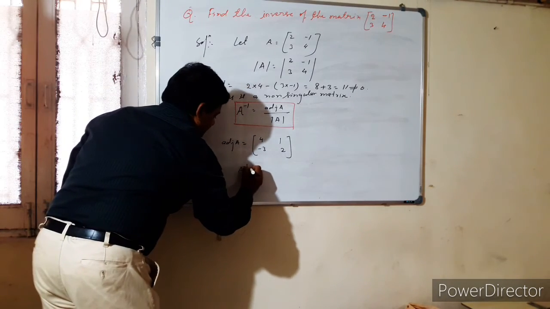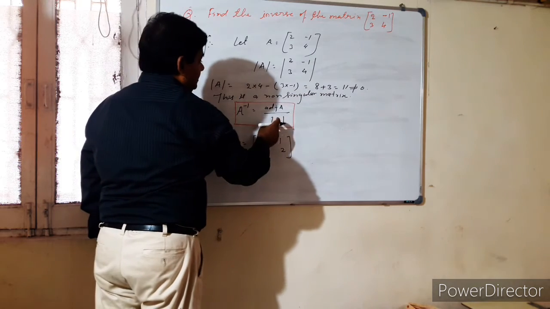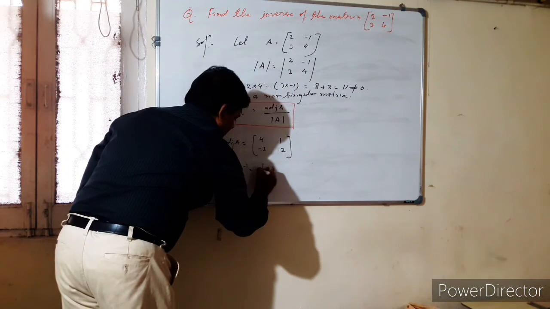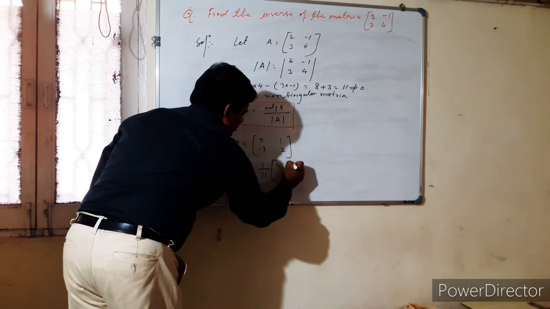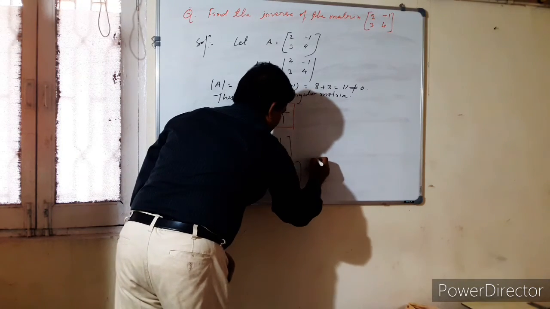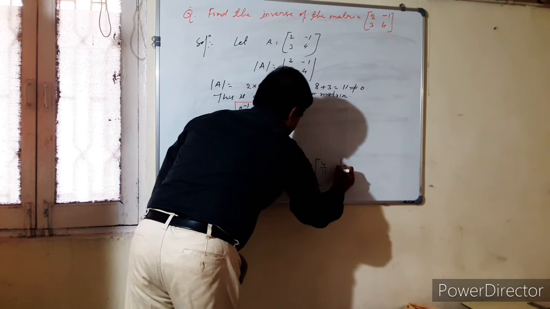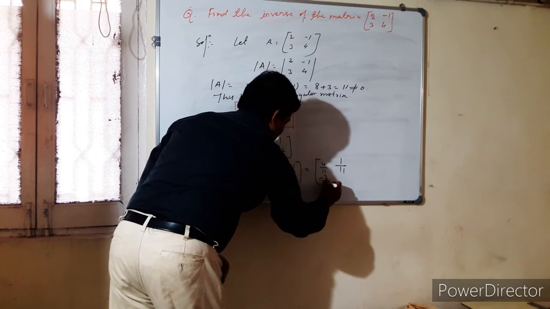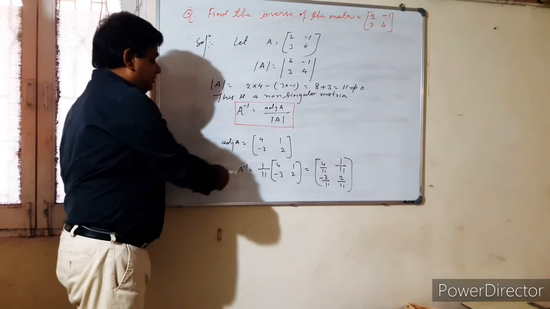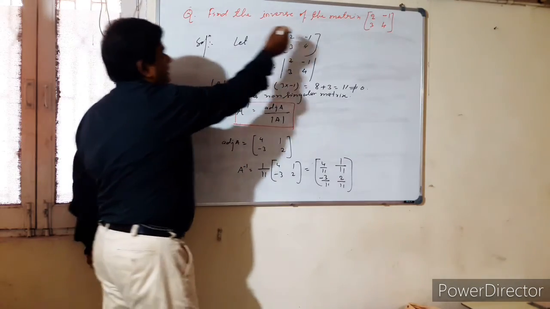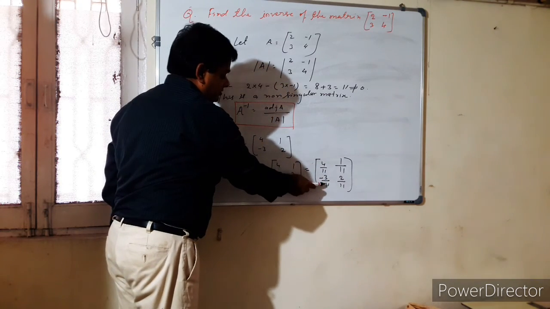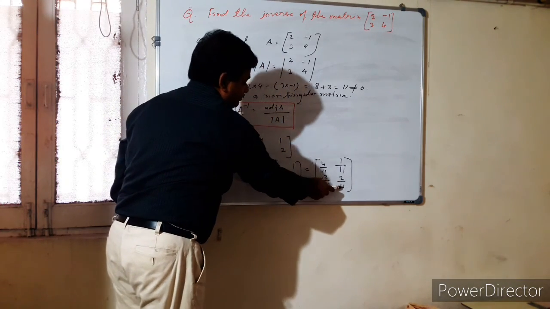Now A inverse is equal to 1 by determinant A. Determinant A is 11. So 1 by 11 times the matrix 4, minus 3, 1, 2. So this becomes 4 by 11, minus 3 by 11, 1 by 11 and 2 by 11. So this is the A inverse. So we found the inverse of the matrix: A inverse is equal to 4 by 11, minus 3 by 11, 1 by 11, 2 by 11.